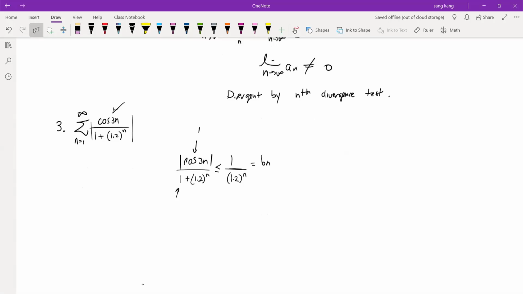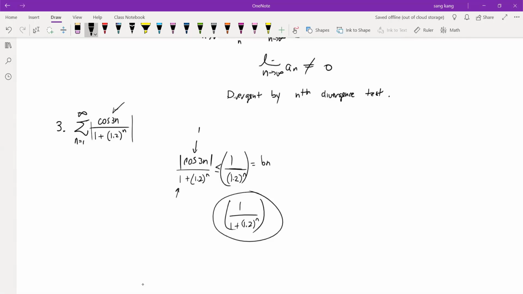Can we also do 1 over 1 plus 1.2 to the n? You said 1 over 1 plus 1.2 to the n. Yeah, but how do you know how? I mean, this makes it a little bit more complicated, right? Because this right away is a geometric series, right? And then now we can't just simply say that this is a geometric series now, right? So you want to choose a bn that you can definitively say how it behaves, right?